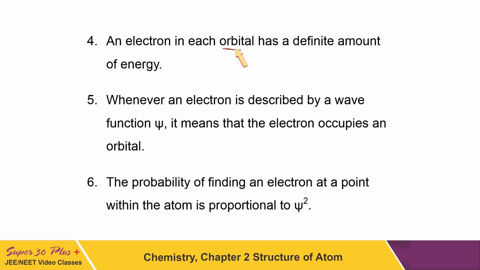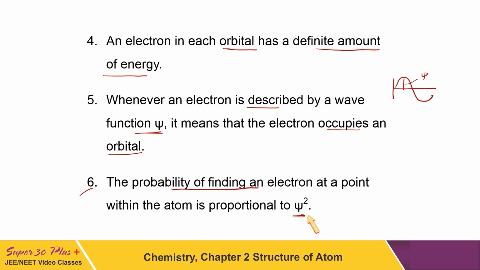An electron in each orbital has a definite amount of energy. We already studied that in the Bohr's model. So whenever an electron is described by a wave function psi, suppose you are representing electron by a wave, then the maximum displacement from the mean position is called psi. It means that electron occupies an orbital. And the probability, important students, the probability of finding an electron at a point within the atom is proportional to psi square, and this psi square is the probability density.